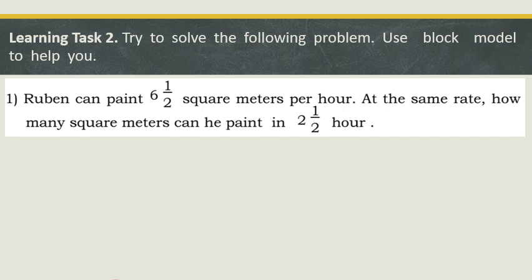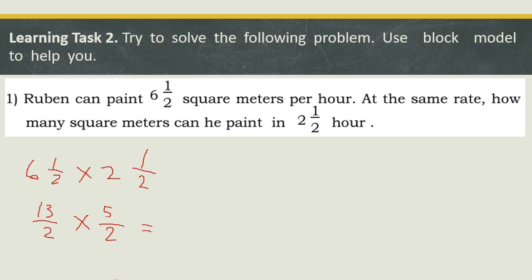So, pag nag-multiply tayo ng 6½ sa 2½, gawin muna natin siyang improper. So, ang 6 and 1 half ay magiging 13 halves. Then, ang 2 and 1 half ay magiging 5 halves. Hindi ko na ituturo kung paano naging ganyan kasi yun po ay pinag-aralan nyo na noong kayo ay grade 4. Okay? So, ngayon, i-multiply na natin siya.